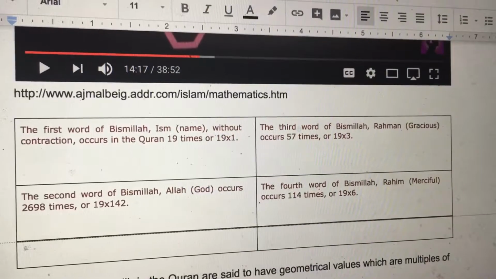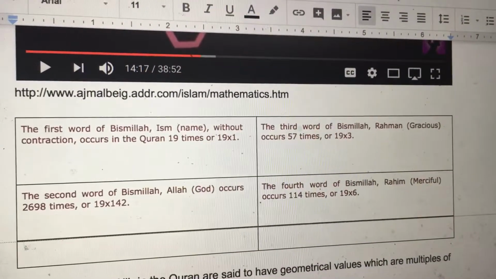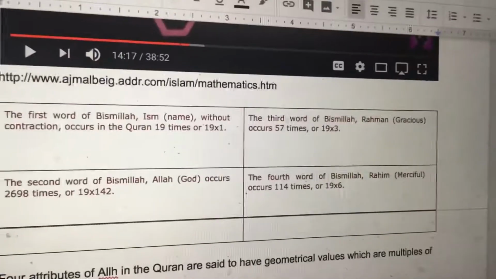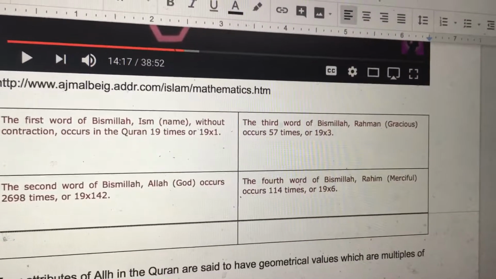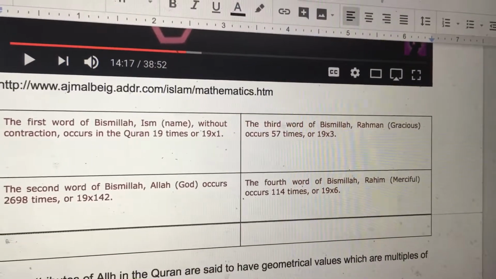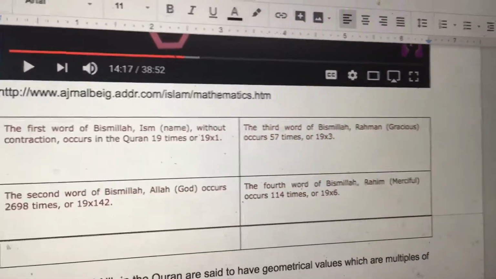The second word of Bismillah, Allah, occurs 2,698 times, 19 times 142. The third word of Bismillah, Rahman, occurs 57 times, or 19 times 3. The fourth word of Bismillah, Rahim, occurs 114 times, or 19 times 6.